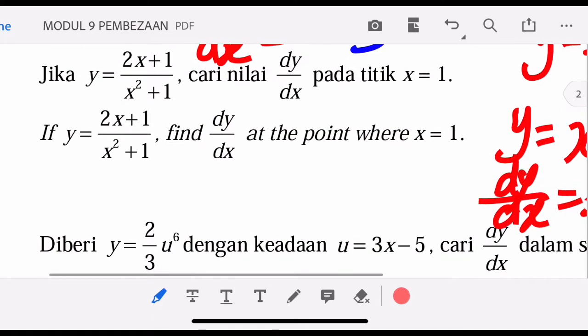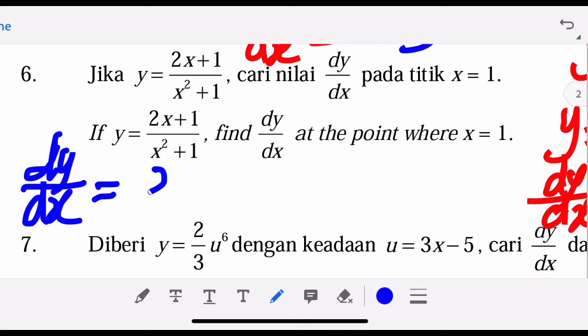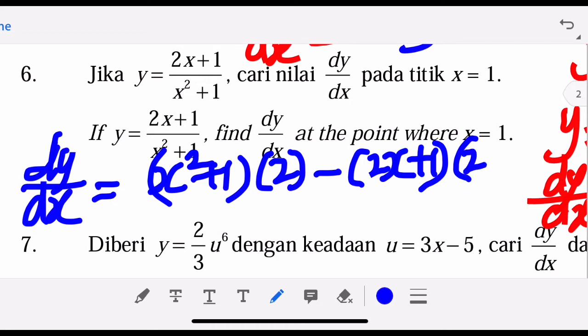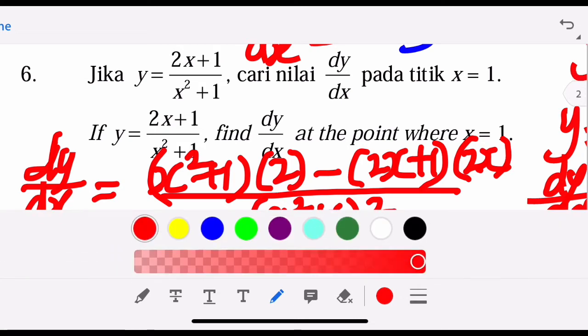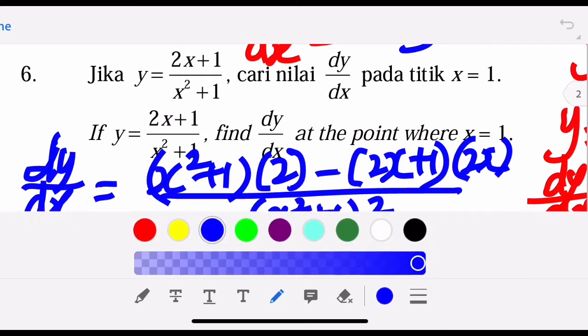This one I have taught you how to do. So dy/dx is equal to, we take this one and differentiate: v du/dx minus u dv/dx, which will be 2x, over v squared, which is (x squared plus 1) squared. Now you need to substitute. Actually, you don't have to simplify. You substitute the 1 into there to find the value.